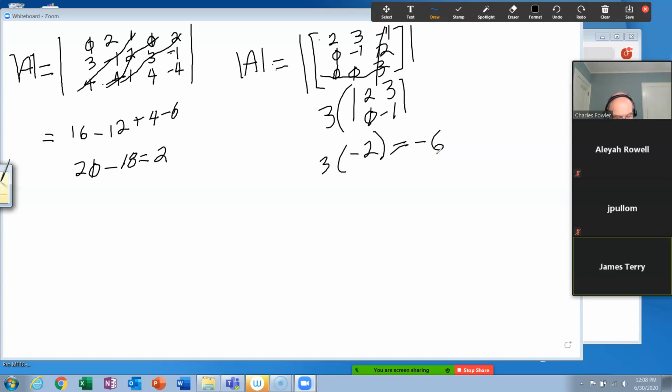Okay, so here's theorem 3.2, which illustrates what we just said. If A is a triangular matrix of order n, of course, to be a triangular matrix, it's got to be square, of order n, then its determinant is the product of the entries of the main diagonal. That's all, the entries of the main diagonal, okay?